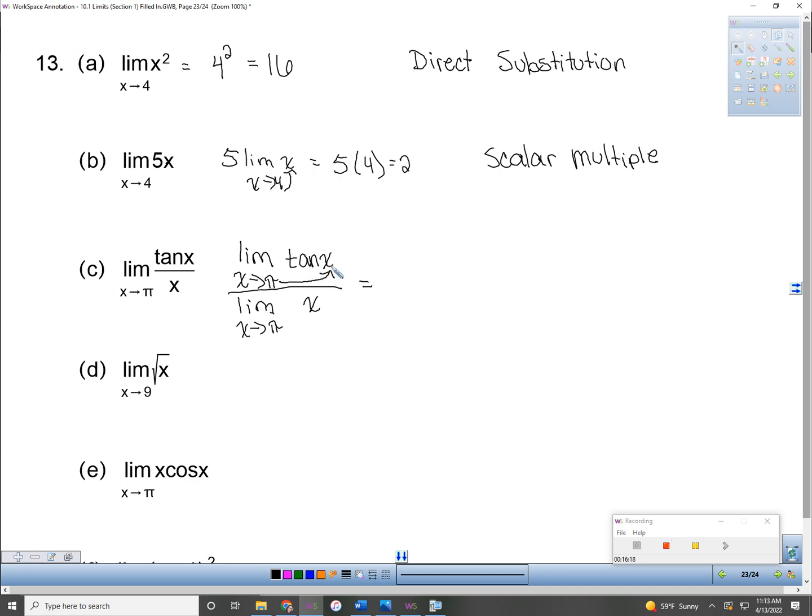So the tangent of pi, if you think about your unit circle, pi is right here, and that pi has a point of -1, 0. So if I took the tangent of that, that would be 0 divided by -1. So tangent of pi would give me 0. And then if I plug the pi in here, remember if you just have one thing, you can plug into that. So I get 0 divided by pi, which is just 0. And that is my quotient rule.